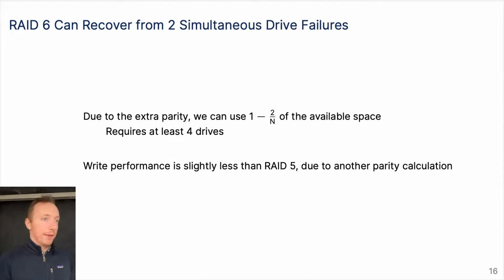So from a usage point of view, all you really care about is that with the extra parity, I essentially lose another disk of space. And again, I need at least 4 disks to do a RAID 6. The write performance is also going to be slightly less than RAID 5 because I have another parity calculation.